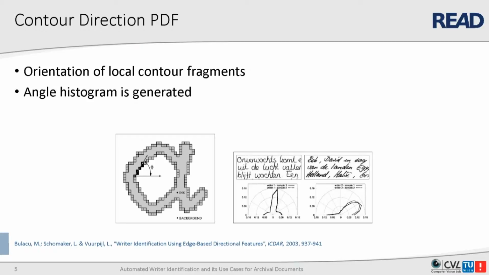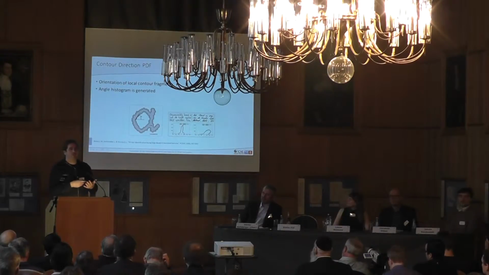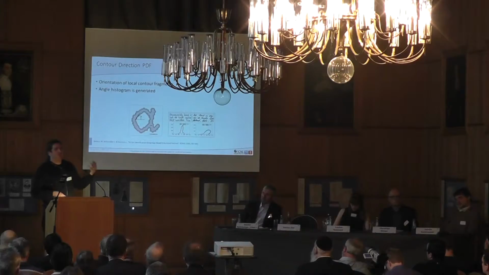Now I want to talk a little bit about some methods of writer identification, and how other groups and our group try to solve this problem. I took here a rather old approach, nearly 13 years old, from Bulacu and Schomaker. I took this because it influenced the methods of writer identification for the next years. And it's also quite easy to understand for humans.